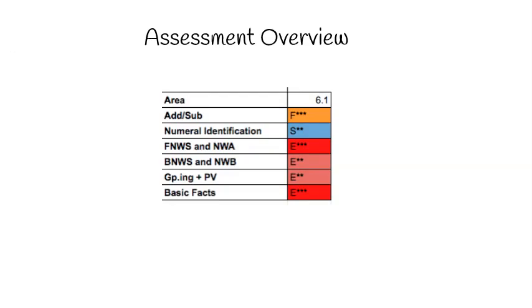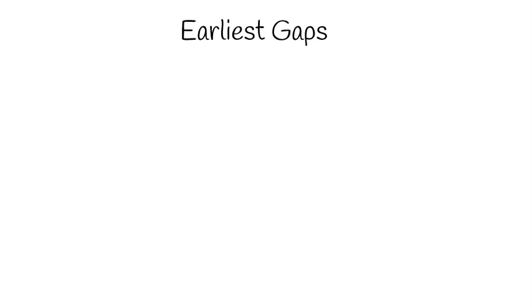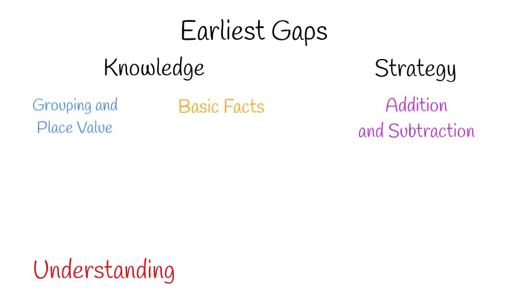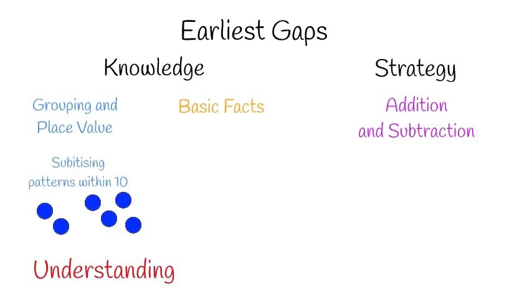Here is the assessment overview for the pupil. We're going to explore the gaps in the grouping in place value and the basic facts, and look at how these impact on the addition and subtraction. The 3 earliest gaps in knowledge, strategy, and understanding across this pupil's assessments were supervising patterns, particularly irregular patterns to 10. In basic facts, the difficulties were related to the recall of addition and subtraction facts to and within 10.